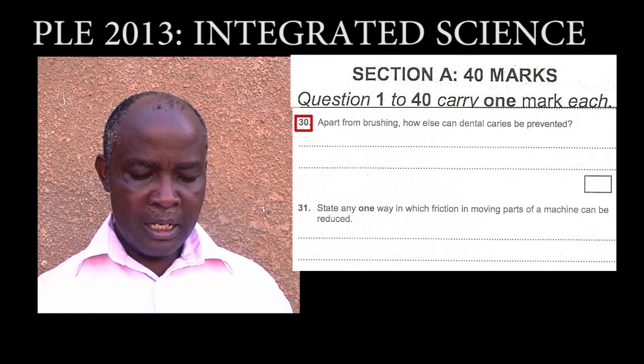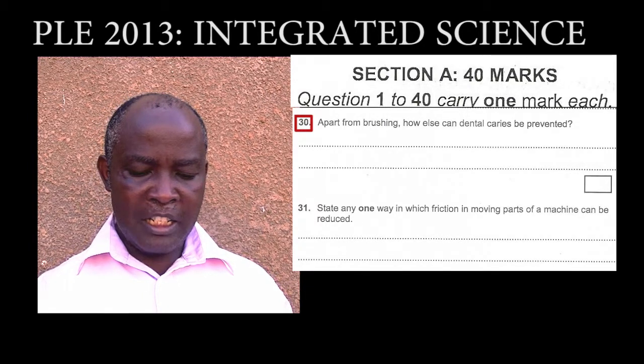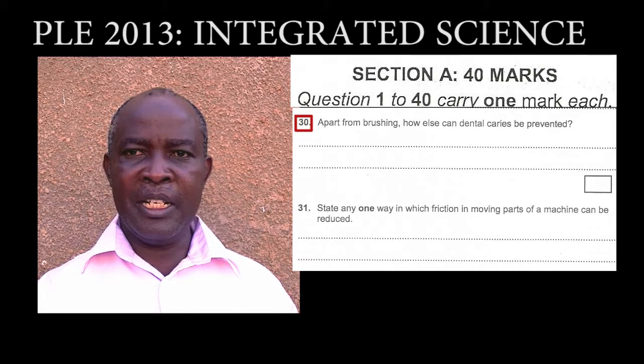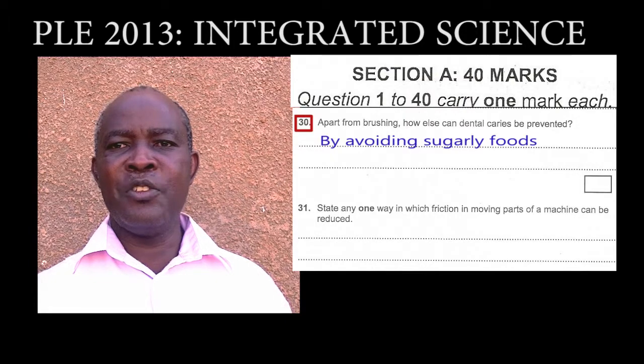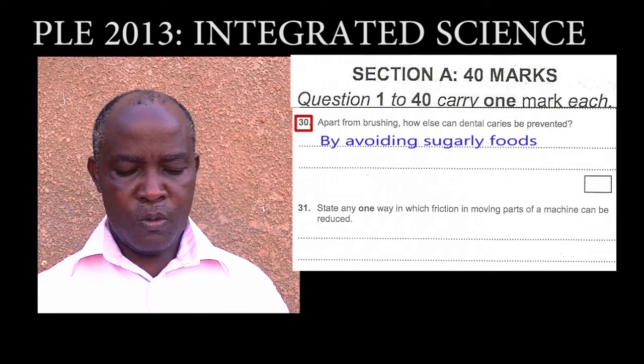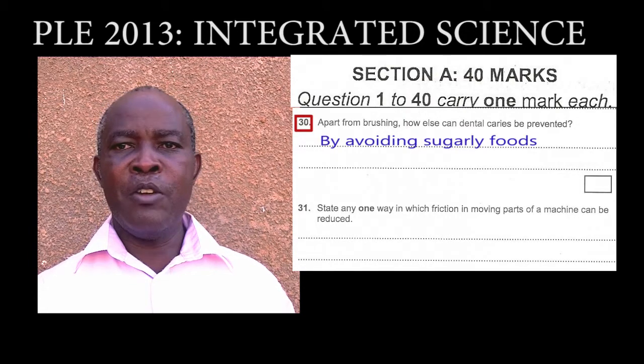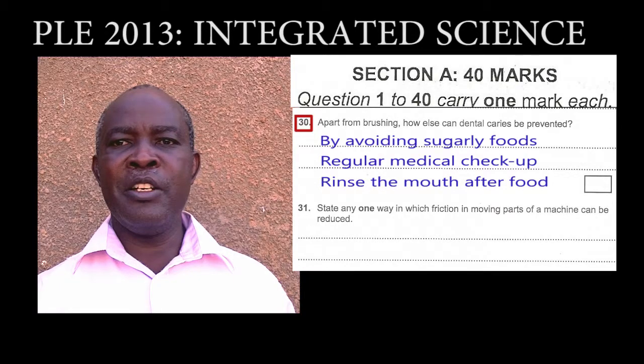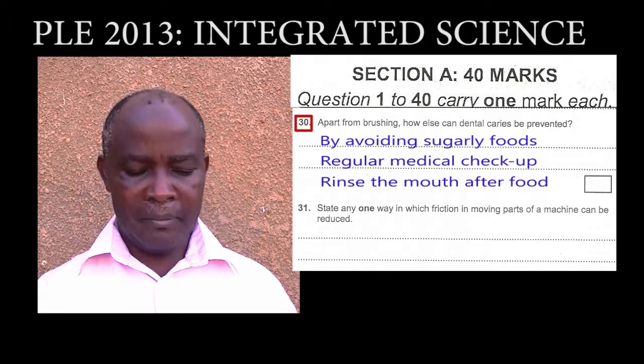Number 30. Apart from brushing, how else can dental caries be prevented? By avoiding sugary food, by going for regular medical checkups, by rinsing your mouth after eating.